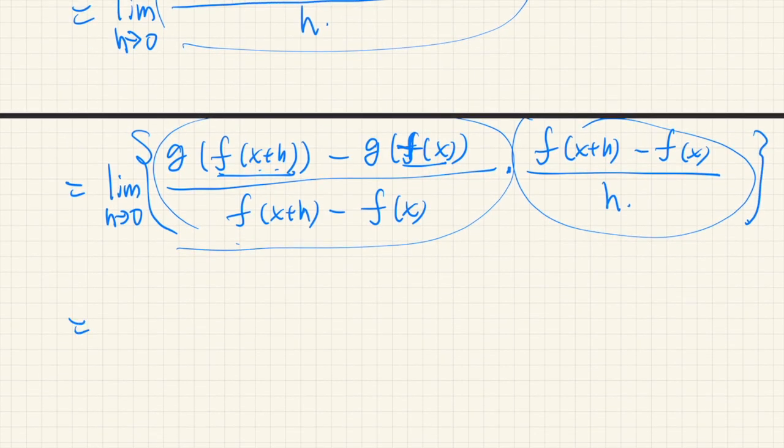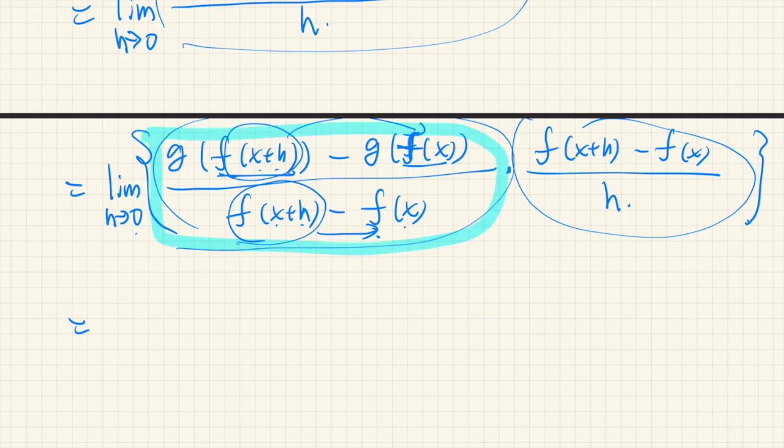Okay, now if h goes to 0, then f of x plus h goes to f of x. So this converges to this. So inside this converges to inside this. So that means this whole thing would converge to g prime of f of x. And this thing, of course, converges to f prime of x.